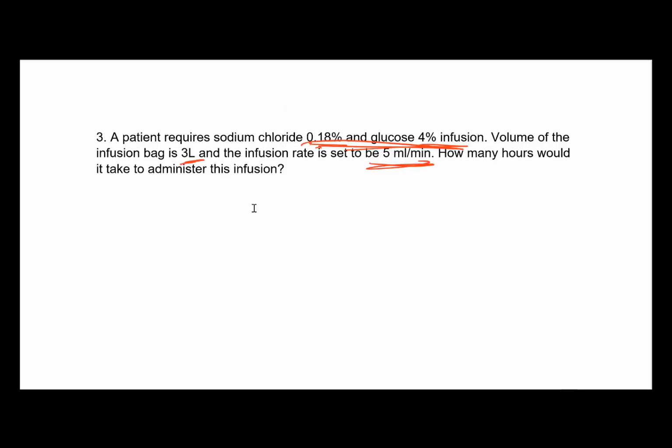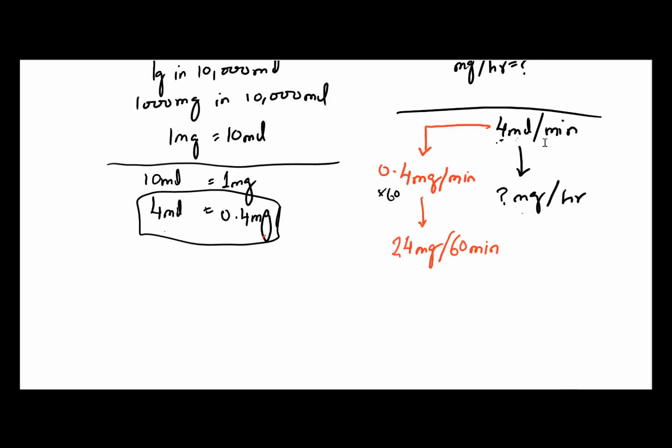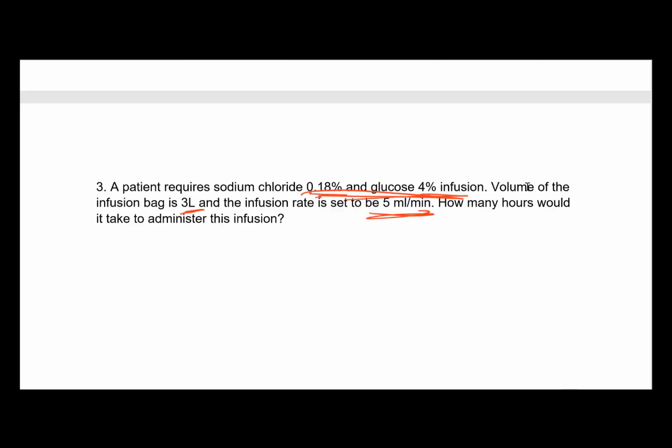Remember, in the first two questions we have just been converting different infusion rates. By now you have seen that infusion rate also has units. It could either be milliliters per minute, milligrams per minute, or milligrams per hour. So in the first two questions, we have just been doing conversions between different units of the infusion rate. This is a little bit different question.